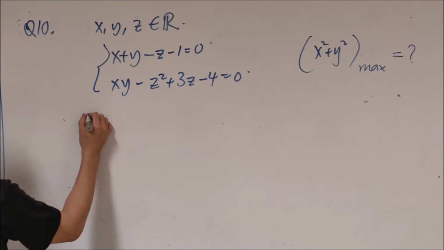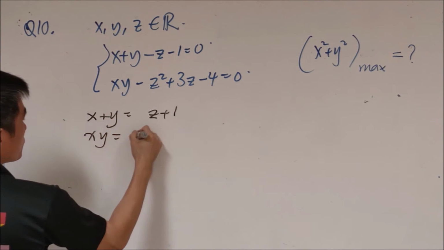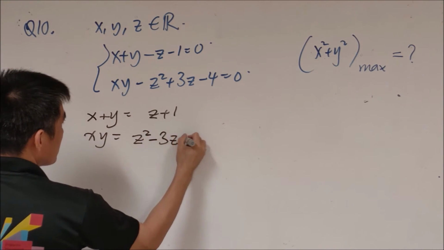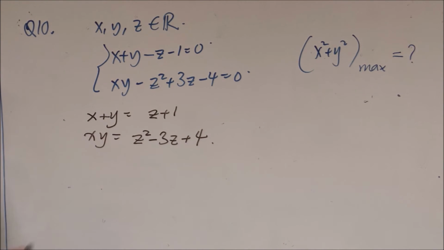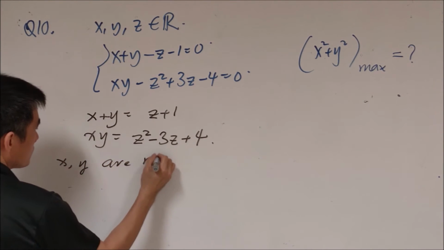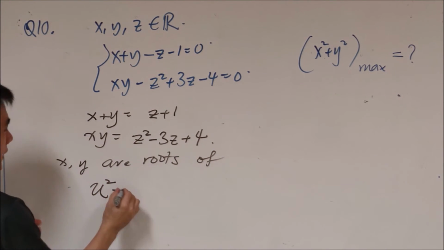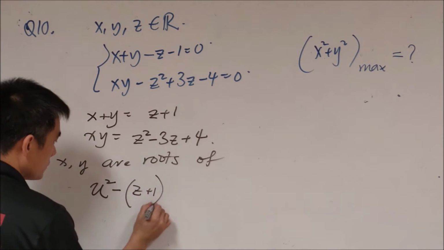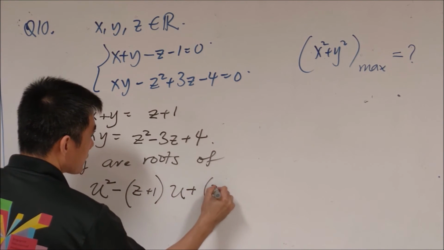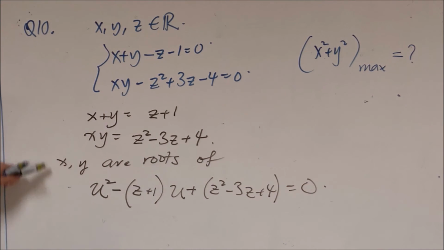So from these two, we will have x plus y is equal to z plus 1, and xy equals z squared minus 3z plus 4. Now, this is a sum of x and y and the product of x and y. This will mean that x and y are roots of the equation u squared minus (z plus 1)u plus z squared minus 3z plus 4 equals 0. This is so because of Vieta's formula.